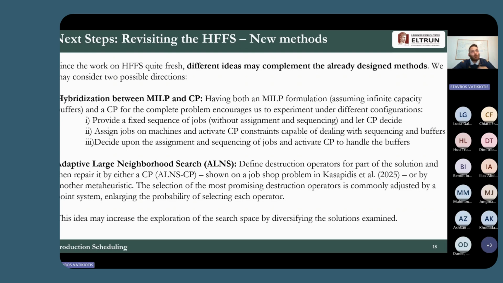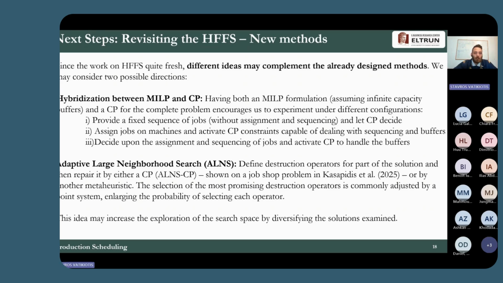Then we may also explore having this fixed sequence and also assigning jobs on machines, and CP constraints are activated in order to handle the buffers and the sequencing. And the final one is actually the approach that we already have, which is to decide the first part with the assignment and the sequencing of jobs and activate CP only to handle the buffers.